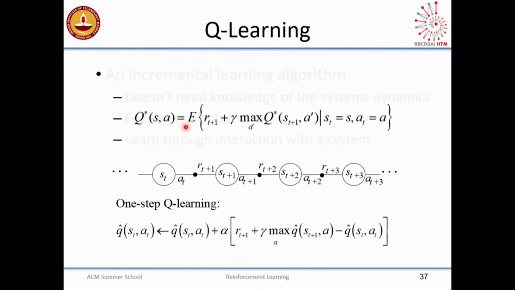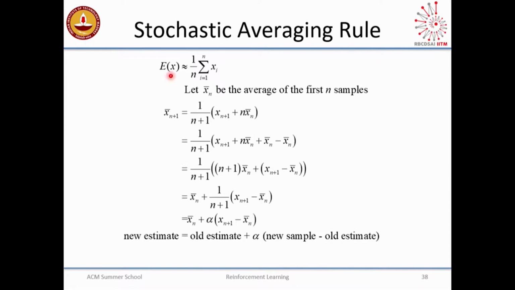The key point to note here is that Q star is nothing but an average. We are talking about an expectation, and all you need to remember is that an expectation is nothing but an average. So let's do a slight detour now. Let us talk about how we estimate expectations. Suppose I want to find out the expectation of some variable x. I take a lot of samples xi, sum them up and take the average. That gives me the expectation. This is something that all of you are familiar with.